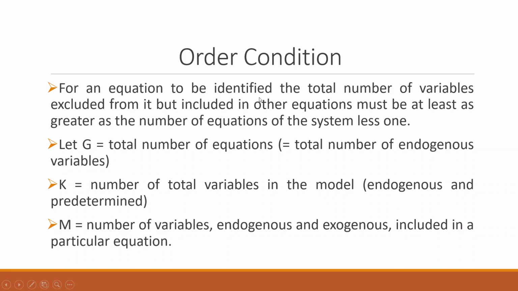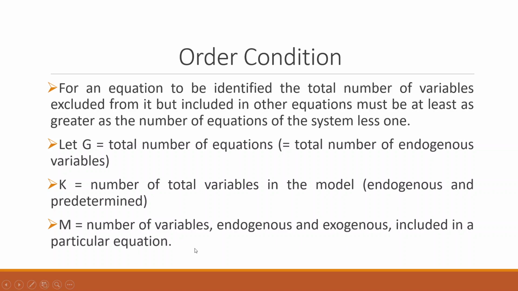For an equation to be identified, the total number of the variables excluded from it but included in other equations must be at least as great as the number of equations of the system less 1. Remember this terminology. Let G equal the total number of equations, that is, the total number of endogenous variables. K is the number of total variables in the model, endogenous and predetermined. M is the number of variables, endogenous and exogenous, included in a particular equation.